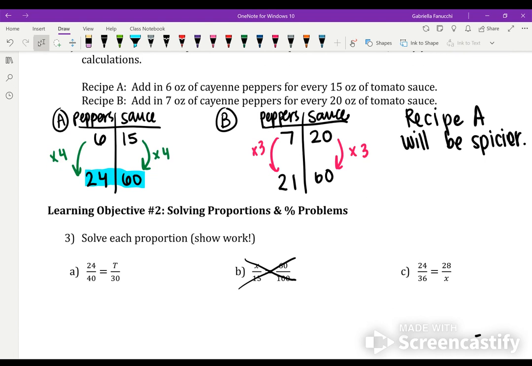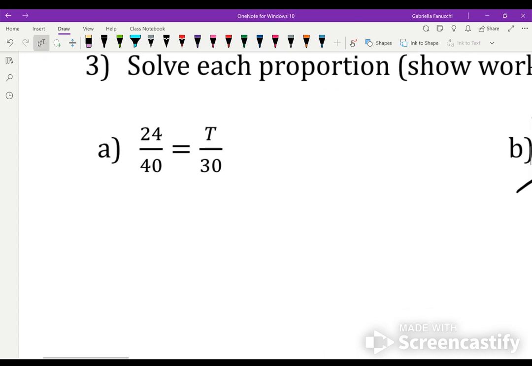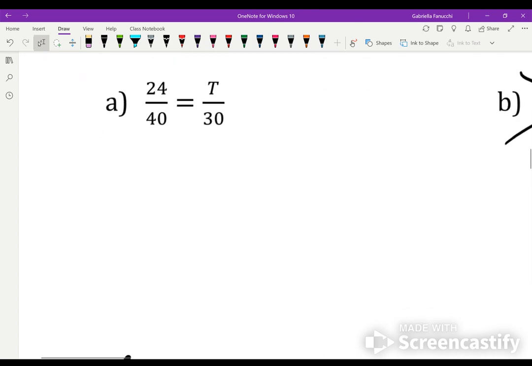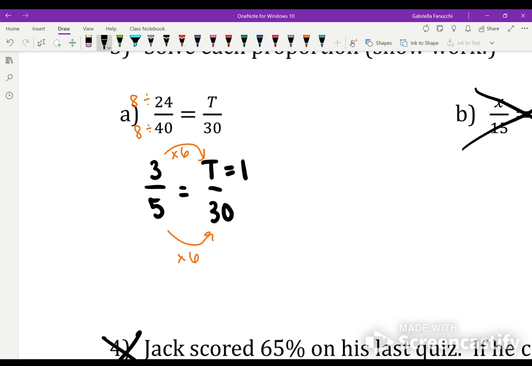Okay. Next, we're going to go ahead and solve some proportions. So I'm going to first simplify. If you can simplify, I always suggest simplifying, top and bottom for 24 and 40. They both can divide by 8. So I get 3 over 5 is equal to t over 30. Well, now I can see that 5 times something gives me 30. That's 5 times 6. So whatever I do to the bottom, I have to do to the top. So 3 times 6 is going to be 18. So t is equal to 18.